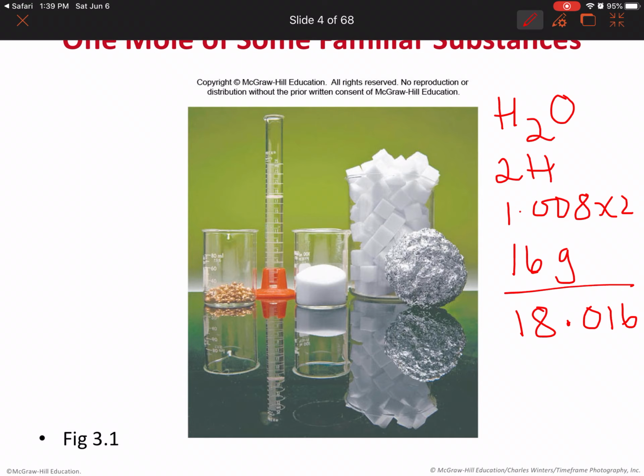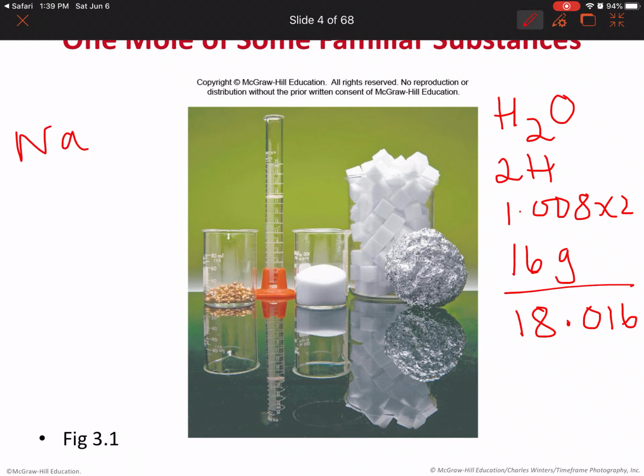So the volume can be represented as 18 milliliters of water representing 1 mole. Okay, and then the next one, I believe, is table salt, sodium chloride. Again, this is about 1 mole of sodium chloride. How do you find the mass of that sodium chloride?